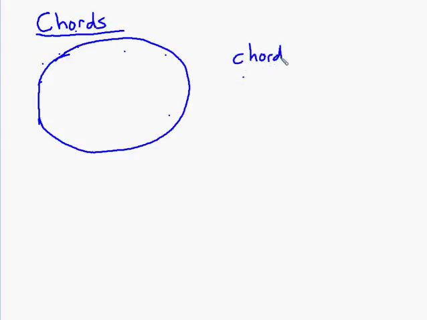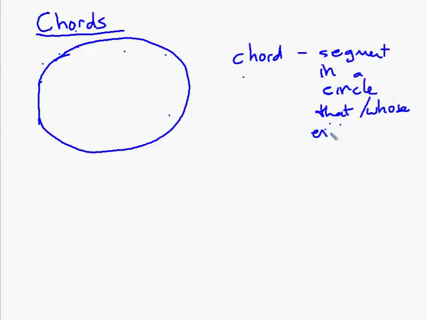Okay, anyways, chords. So we've already gone through the different parts of a circle earlier, so we won't go too much through this, but we do want to make sure we understand what a chord is. A chord is a segment in a circle whose endpoints are on the circle.